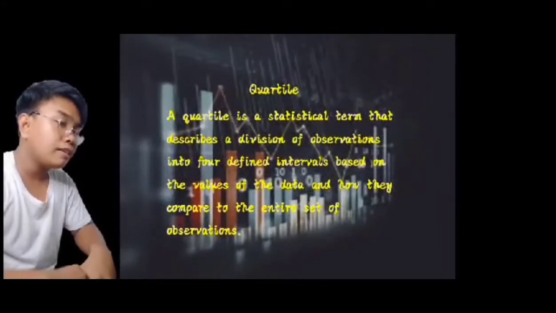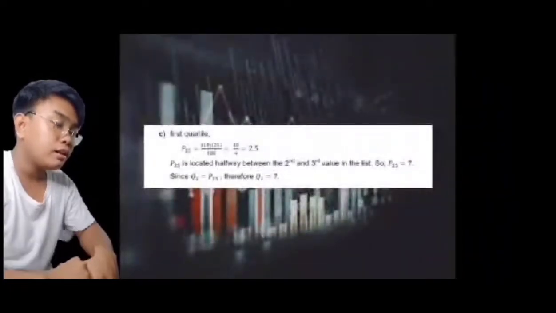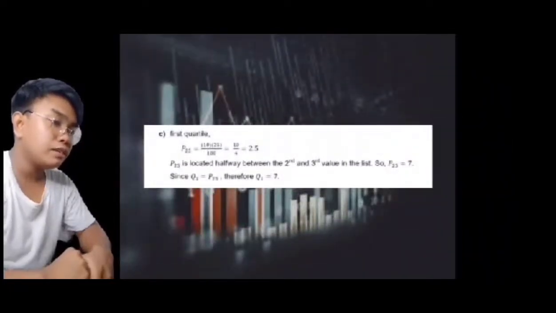Quartile. A quartile is a statistical term that describes a division of observations into 4 defined intervals based on the values of the data and how they compare to the entire set of observations. Just like what I've said before, the first quartile is the 25th percentile.